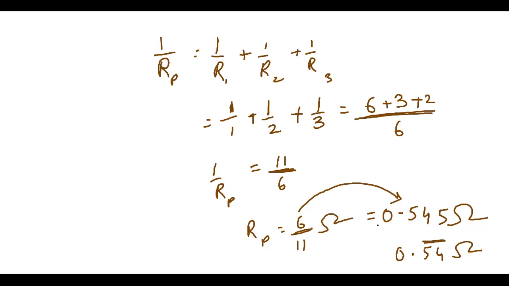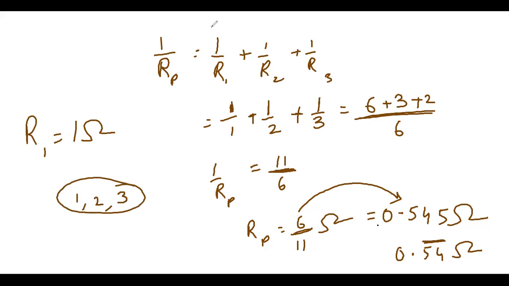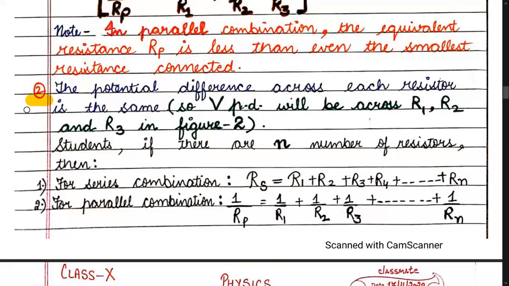So Rp in this case is 0.545 ohms, while the smallest value of the resistance was 1 ohm. So we had 1 ohm, 2 ohm and 3 ohm resistors connected in parallel such that the combined parallel combination resistance comes out to be 0.545 ohms. I hope this much is clear. The second point which you have to keep in your mind is that the potential difference across each resistor is the same.